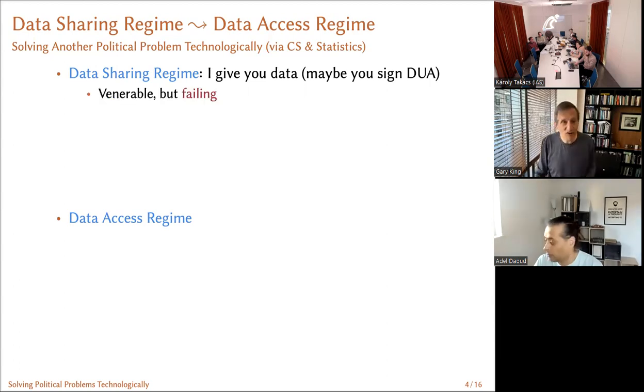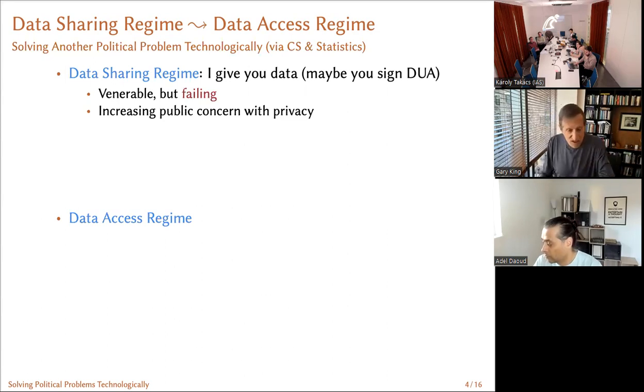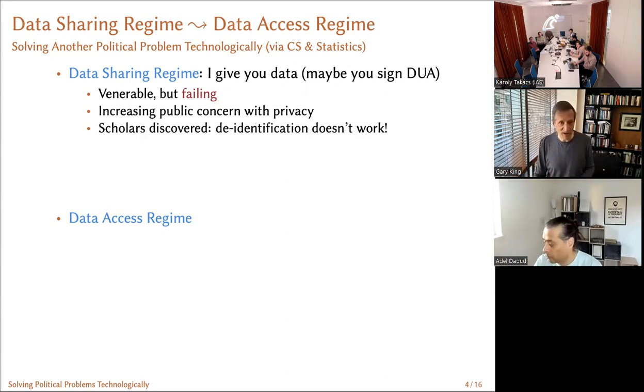Okay, so the data sharing regime is venerable, but it is failing. We don't want to pay attention to this, but it is failing. There's increasing public concern all around the world, among citizens and among regulators, with privacy. Scholars have discovered that de-identification, which is the main method we have used for a long time to protect the identity of our survey respondents and our research subjects, does not work. You can de-identify, but we can re-identify. It is not hard to re-identify.